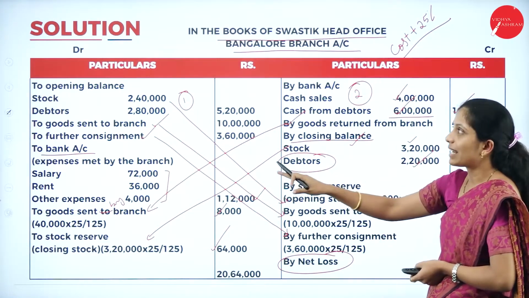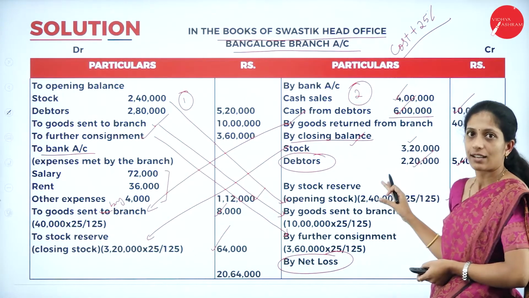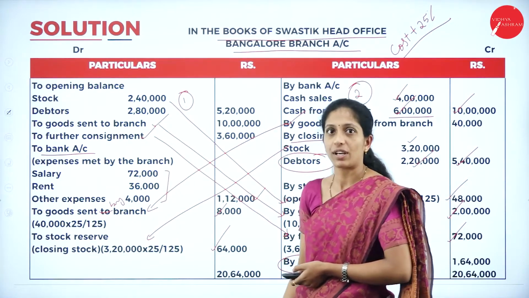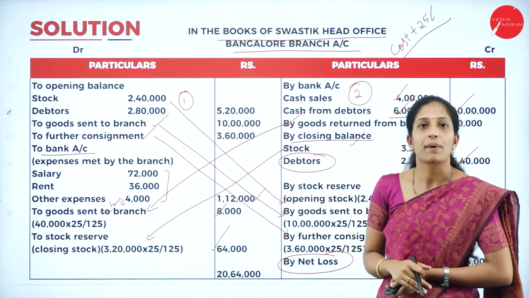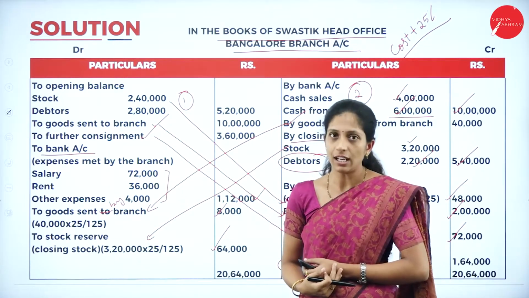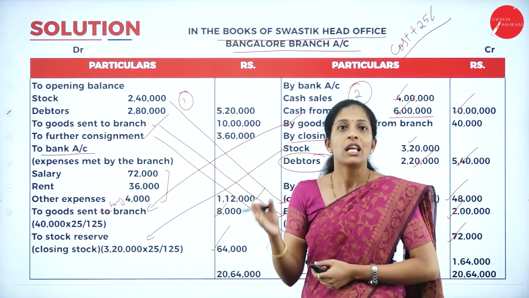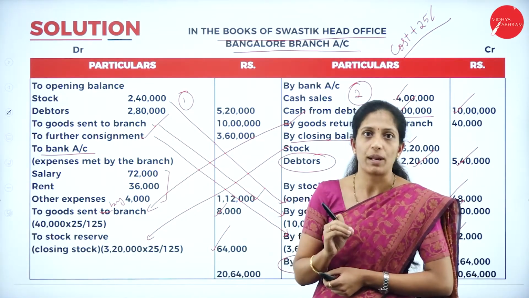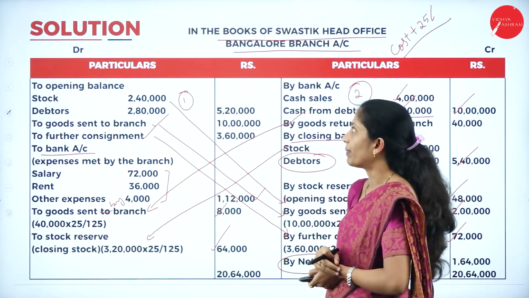If the debit side is more than the credit side, it means net loss. If the credit side is more than the debit side, it means net profit. So, this is how you are going to prepare the branch account. My dear students, make sure that you understand the format. If you are not clear with it, you can go through the concept class and you can see each and every problem, how we have solved that problem.